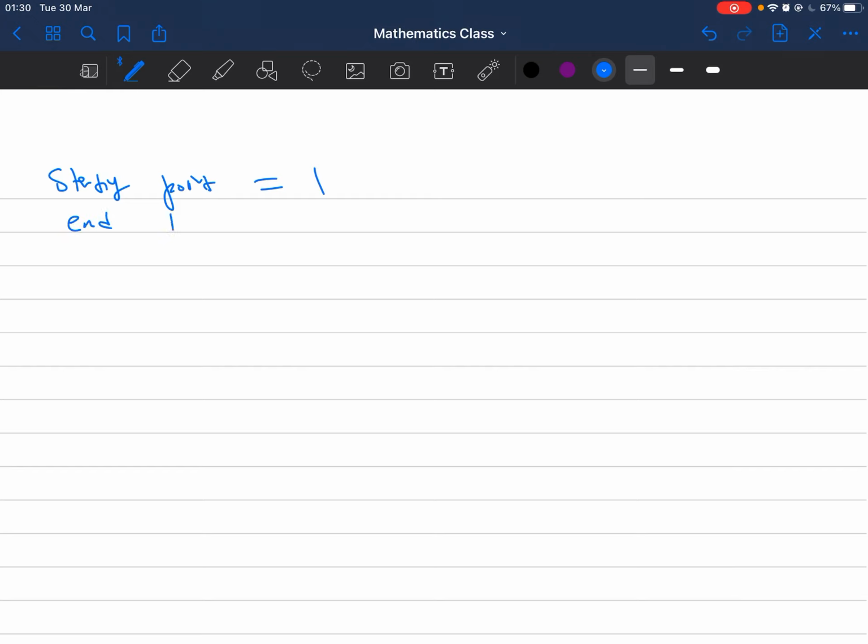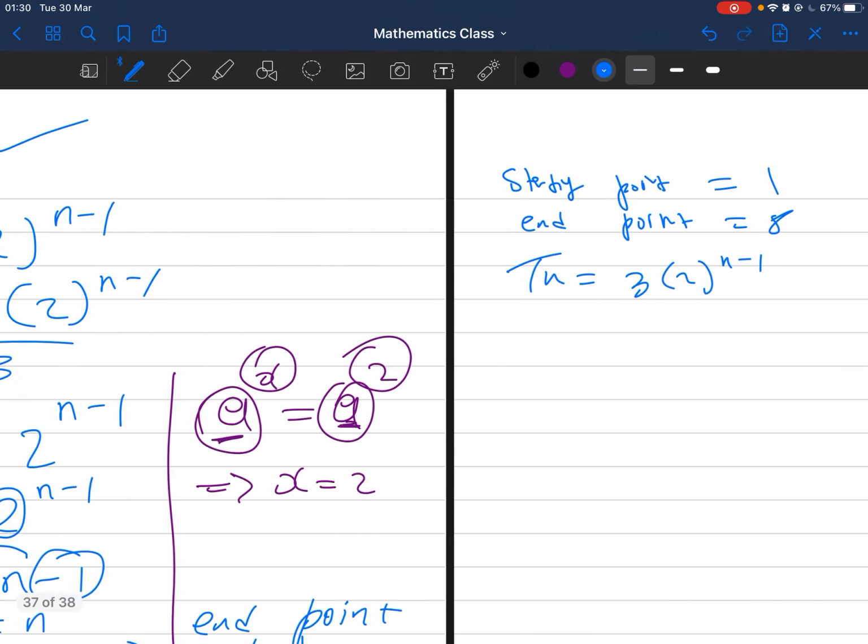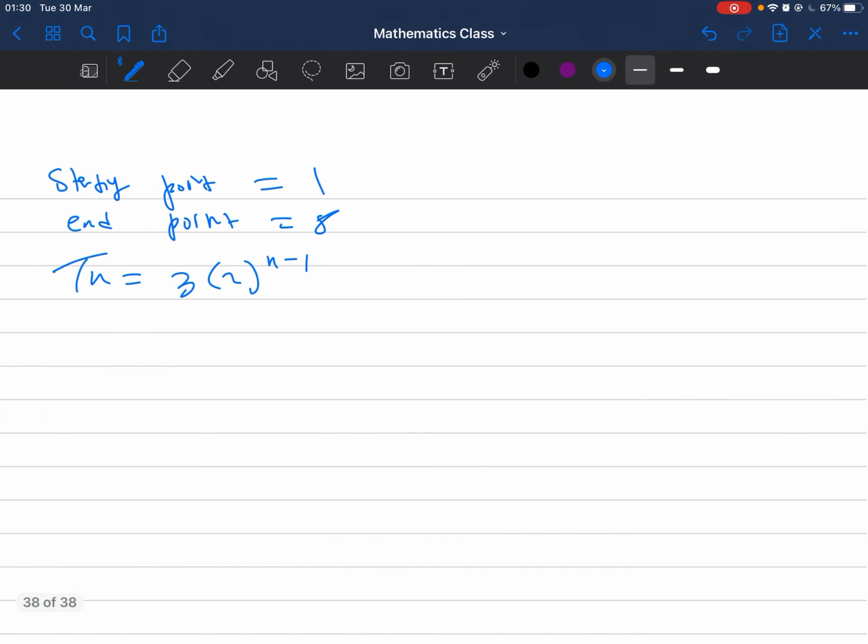Starting point is 1. Your end point is 8. And your Tn is 3 times 2 to the power n minus 1. Correct. Okay, now we can write the sigma notation. Your starting point is 1, your end point is 8, and your Tn is 3 times 2 to the power n minus 1. And this is your answer. This is cool, right?